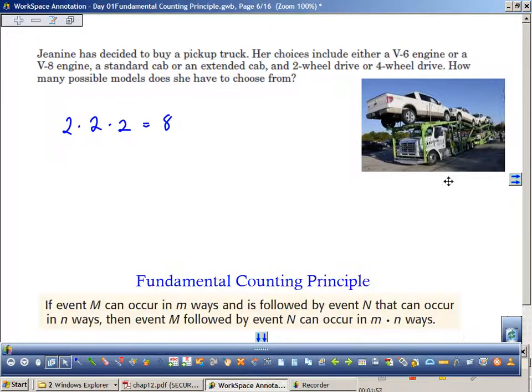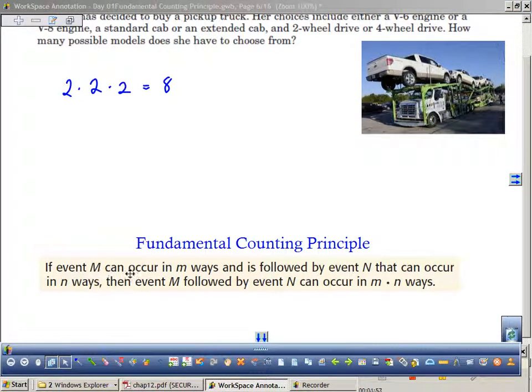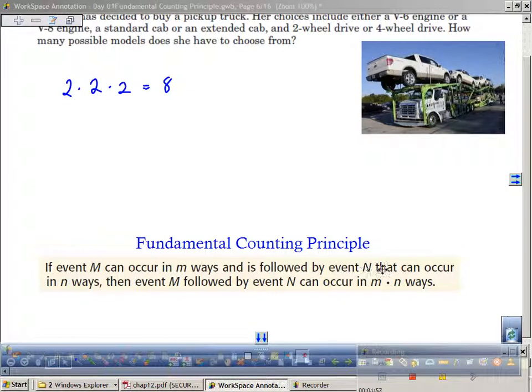So here's the fancy definition. If an event M can occur in M ways and is followed by an event N that can occur in N ways, then event M followed by event N can occur M times N ways.